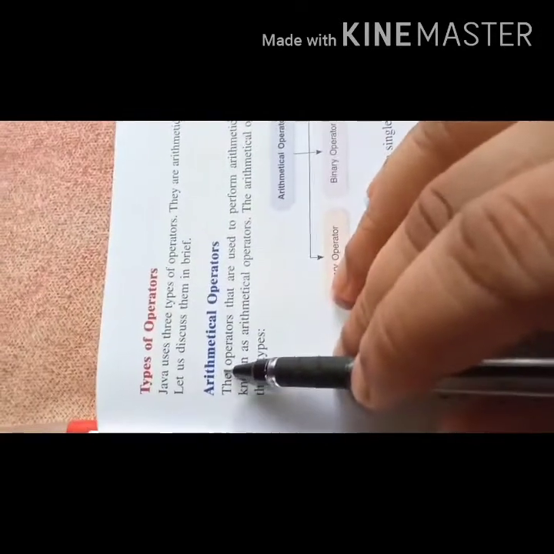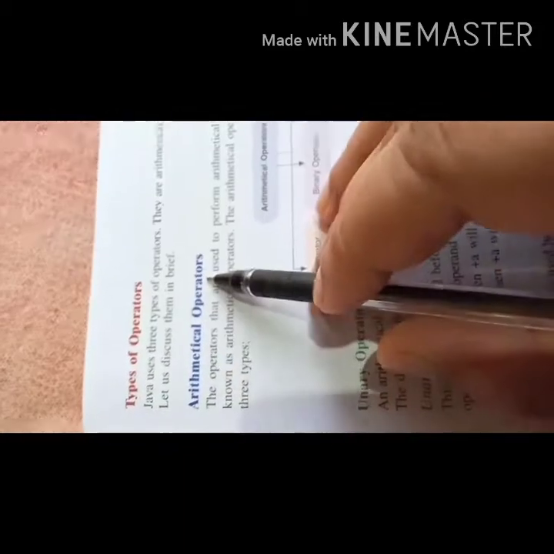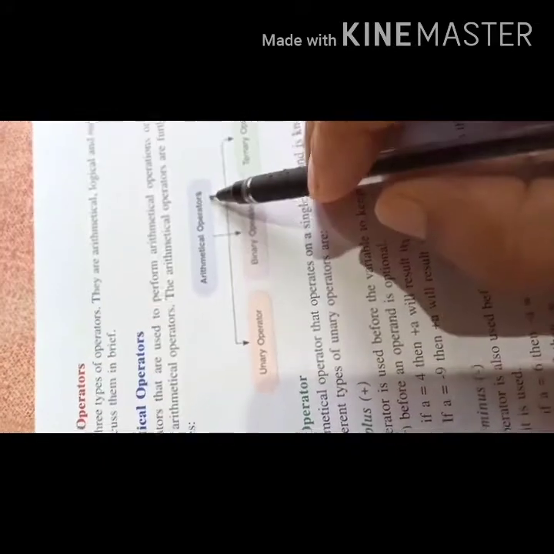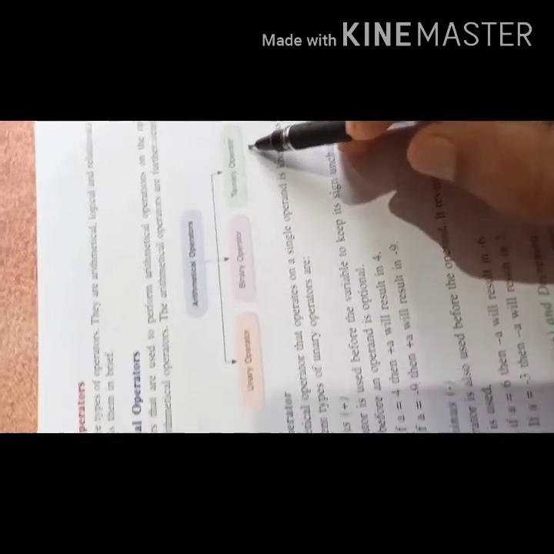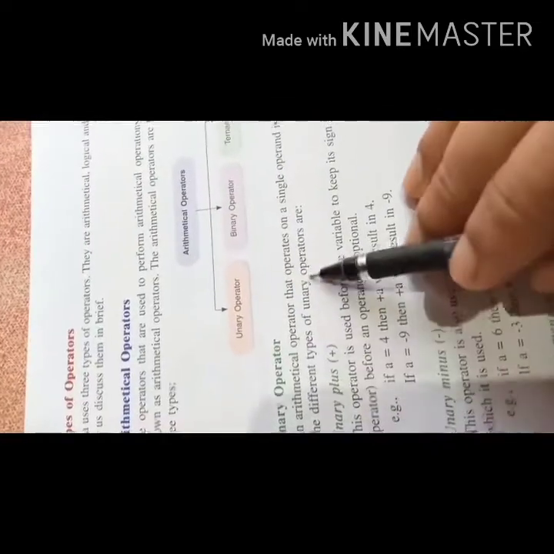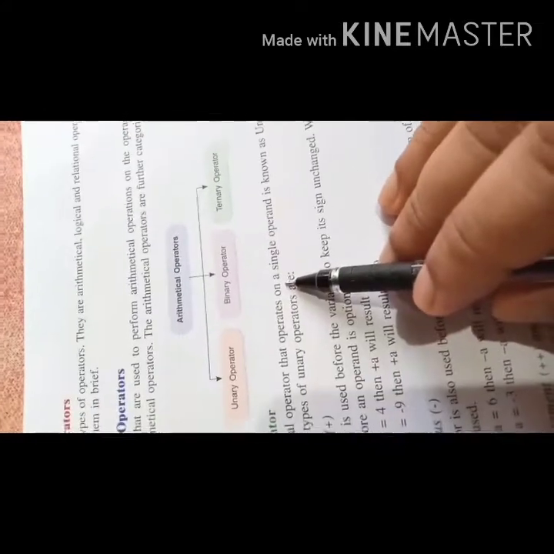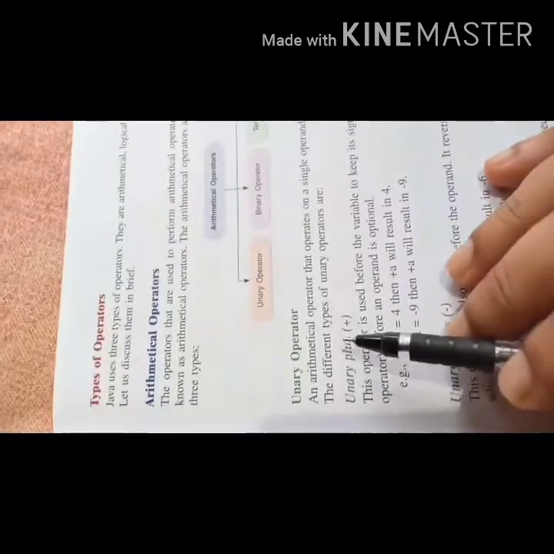So we have to understand the types of operators. First we have arithmetical operators. What are arithmetical operators? Plus, minus, these are the mathematical operators. Arithmetical operators are unary operators, binary operators, and ternary operators. First, unary operators: a mathematical operator that operates on a single operand is known as a unary operator.